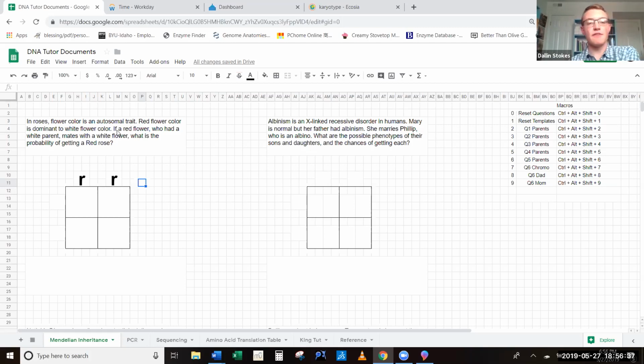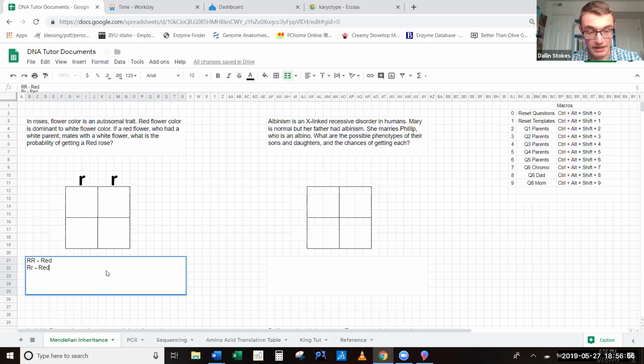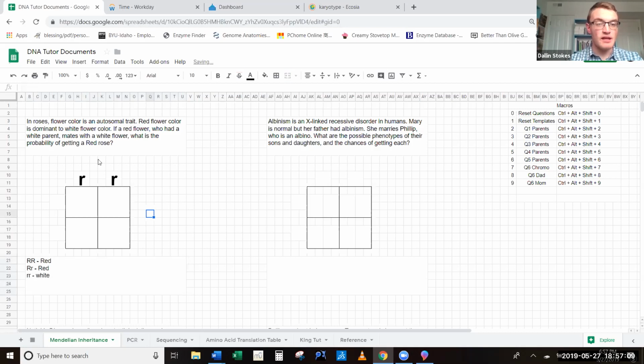Okay, so if a red flower, now what did we say were the two possible combos you could get for a red flower? You could have big R, big R makes a red flower. You could have big R, little r makes a red flower because the big R overpowers the little r. And if little r shows up, what color will it be? It'll be white. So we know it's a red flower. That doesn't help me much because the red flower could either be big R, big R or big R, little r, and we need to figure that out. That's why this next statement is included.